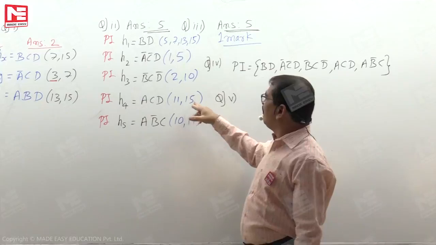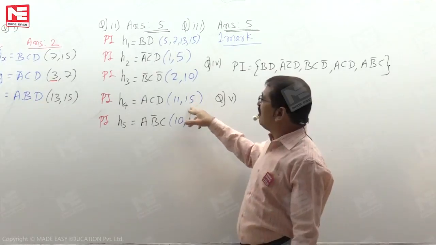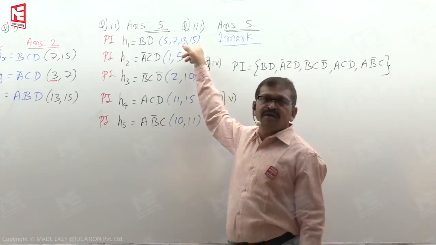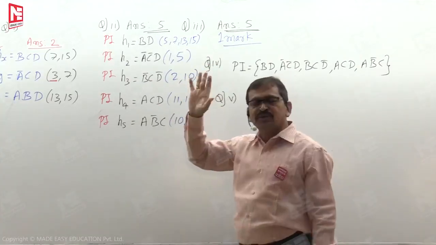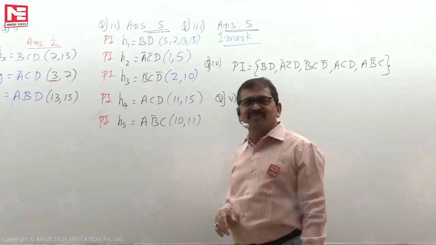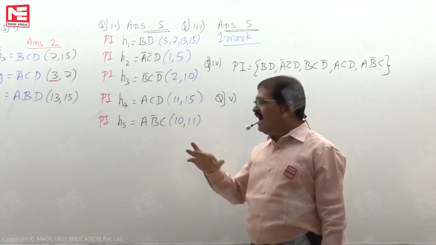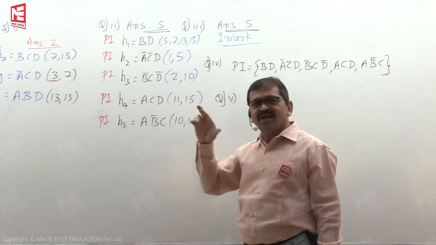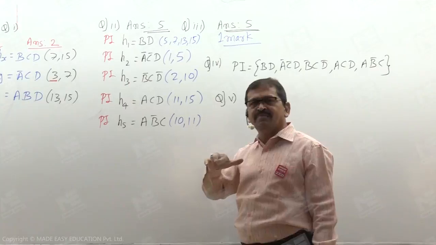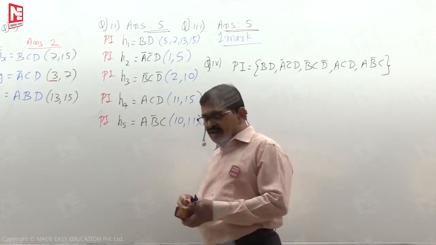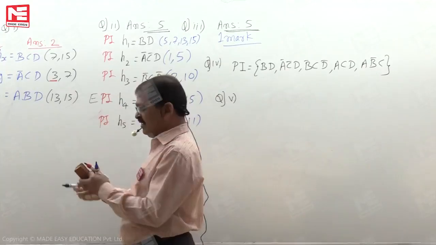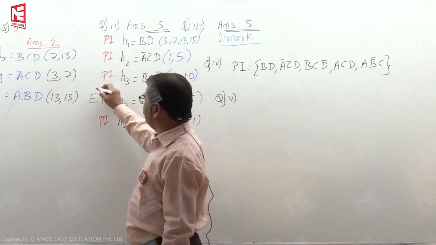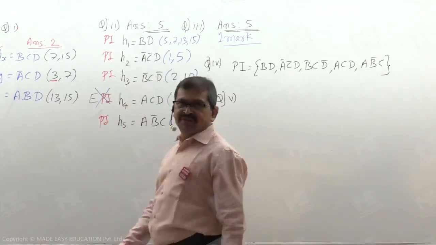Coming to 15, we see it is covered not only by H4, 15 is also covered by H1. So it means H4 exclusively does not cover any one of the minterms. As long as H4 is not covering any one of the minterms exclusively, then guaranteed this H4 is not an EPI.